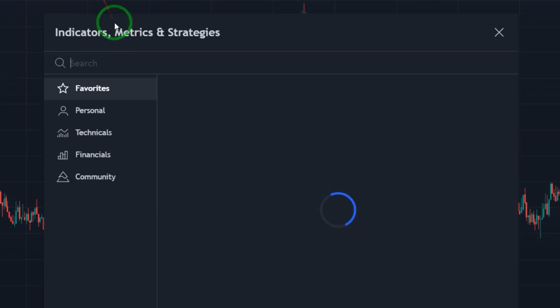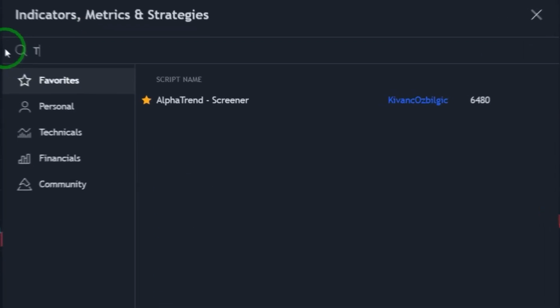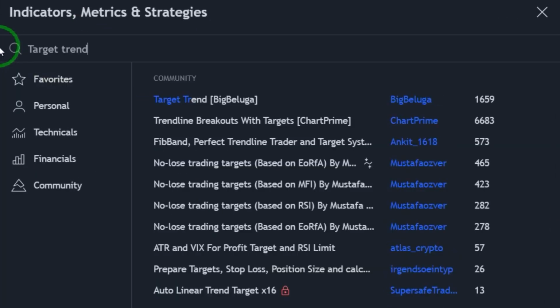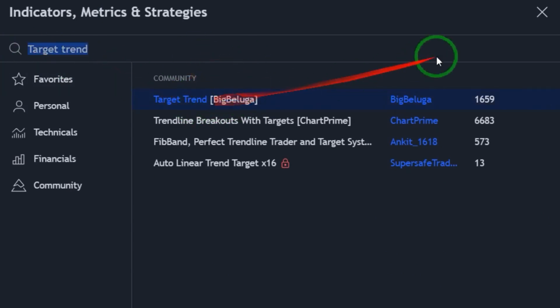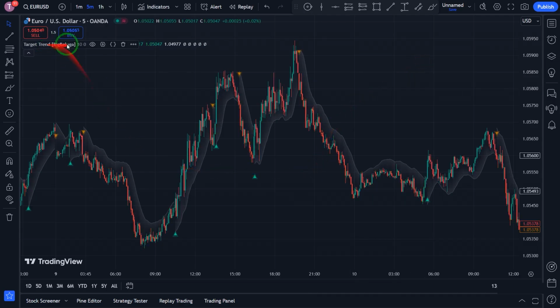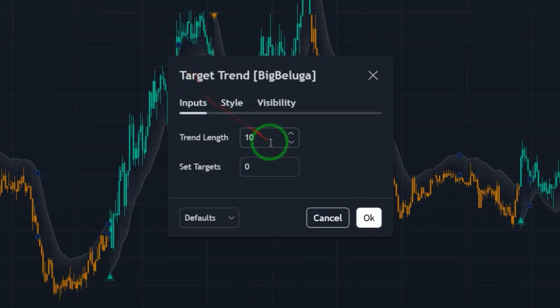Now, just go to the Indicators tab and type Target Trend Indicator. Once you find it, simply click on it to add it to your chart. After that, you need to go into its settings and make some changes.